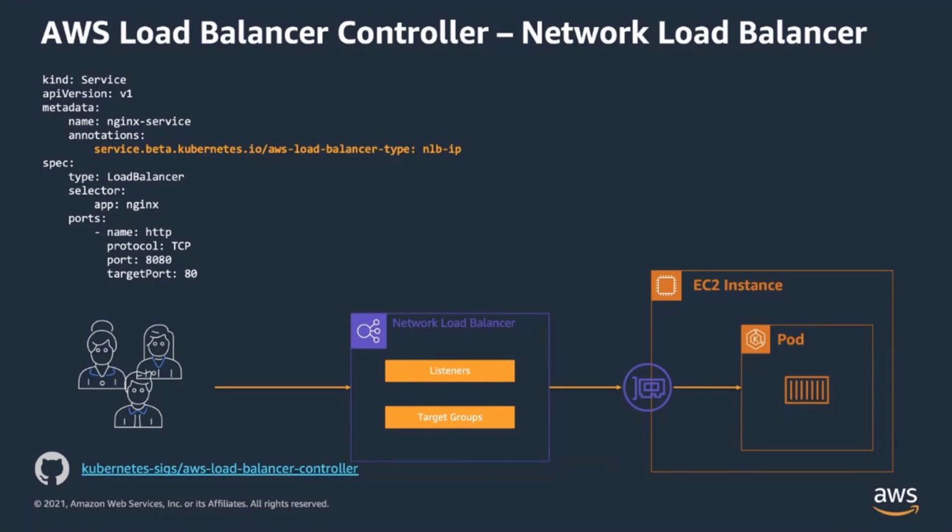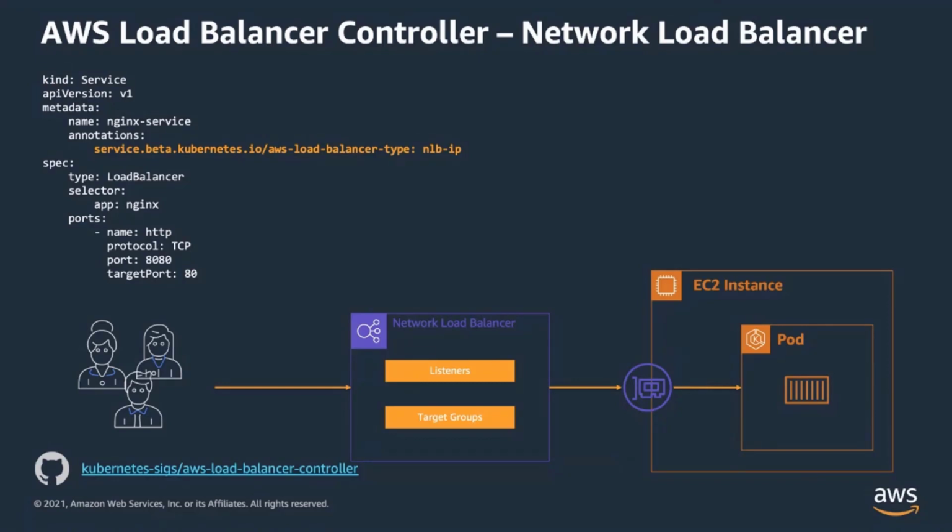You may also be aware that network load balancers support 2 target types, instance mode and IP mode. Let's talk about what those are. Instance mode is the same traffic model that we just discussed, the one used by the classic load balancer. Traffic flows from the load balancer to the EC2 instance and then through kube-proxy to the pod.